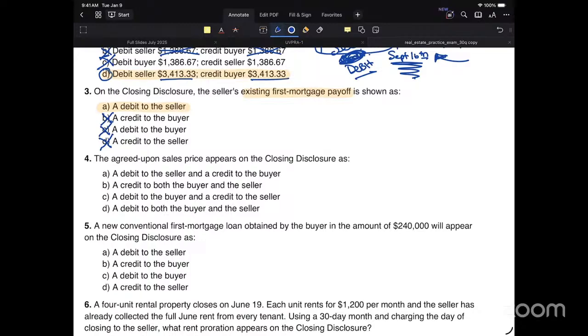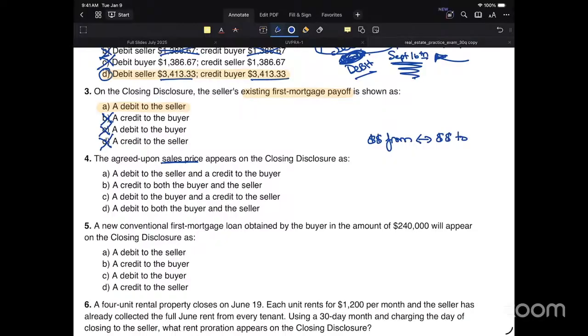Okay. 4, the agreed upon sales price appears on the closing disclosure. The sales price. Who is that money coming from? And who does that money need to go to? It's a sales price.